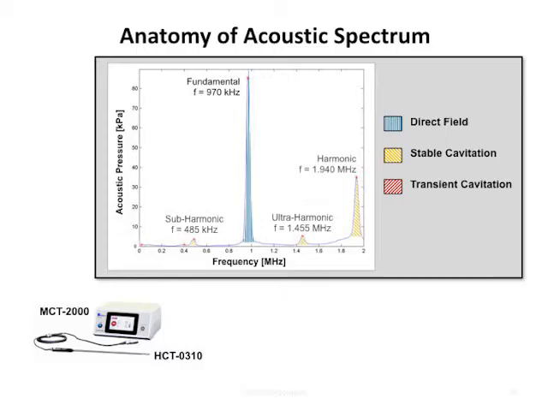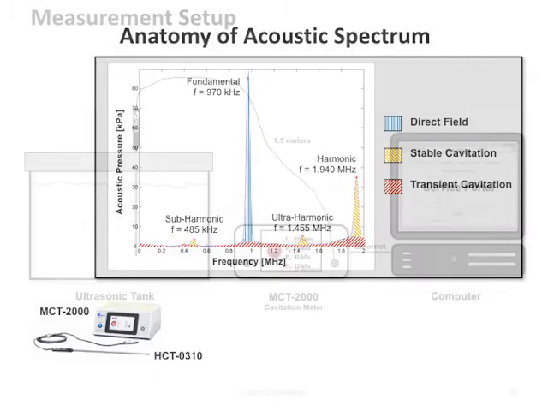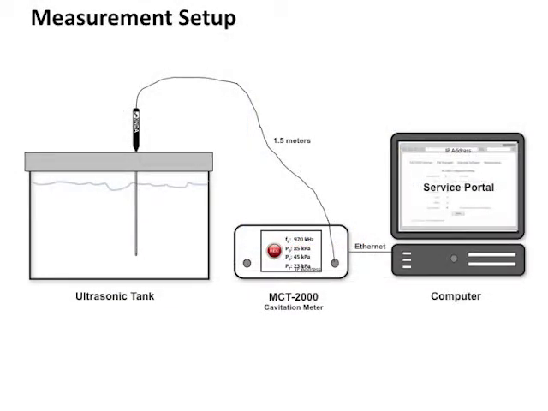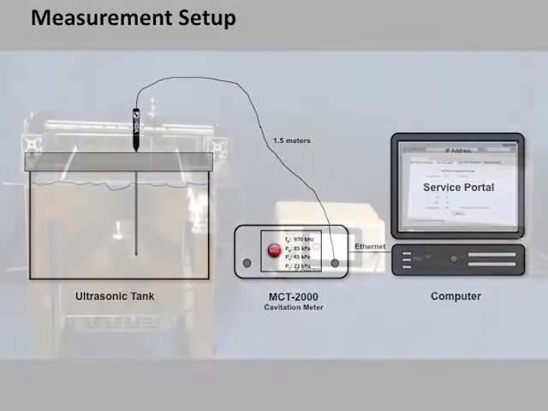The harmonics, subharmonics, and ultraharmonics represent the stable cavitation, or the cavities that oscillate in size and dimension. Finally, the broadband white noise in the spectrum represents the transient cavitation, or the cavities that implode and collapse. Let's take a closer look at a typical measurement setup.